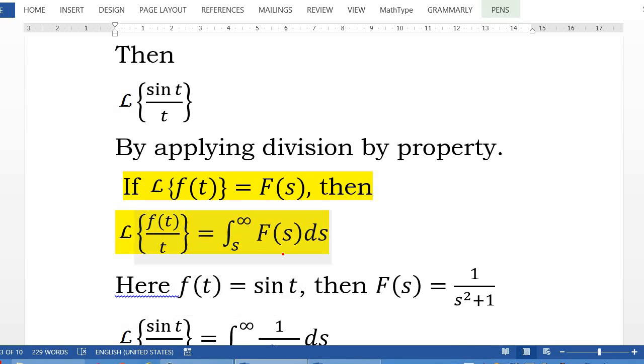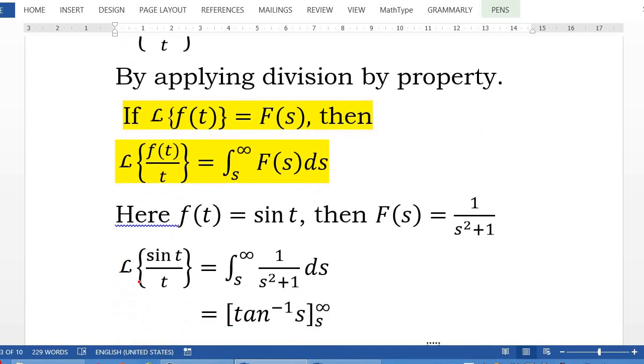Okay, and then to get the result of the Laplace transform of f(t) over t, you need to find F(s). F(s) is actually the Laplace transform of sin t, which is 1 over s squared plus 1. Lastly, to get the Laplace transform for sin t over t by applying the division by t property, you will have the integral of F(s), which is 1 over s squared plus 1, ds from s to positive infinity. Okay, you will get the answer arctan s.